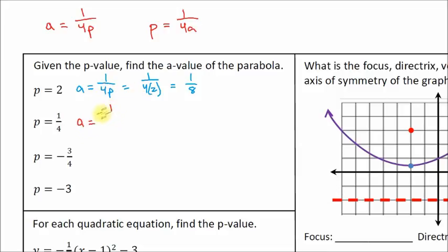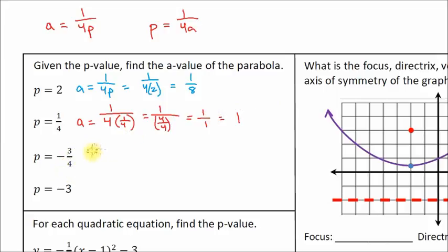A is equal to 1 over 4 times 1/4. If you put that in your calculator, 4 times, and then in parentheses 1 divided by 4, you're going to get 1. Remember our fraction review. You can also change the 4 to 4 over 1. 4 over 1 times 1 over 4 is 4 over 4, which is just 1. So I'll write that out. This is 1 over 4 over 4, which is 1 over 1, which is equal to 1.